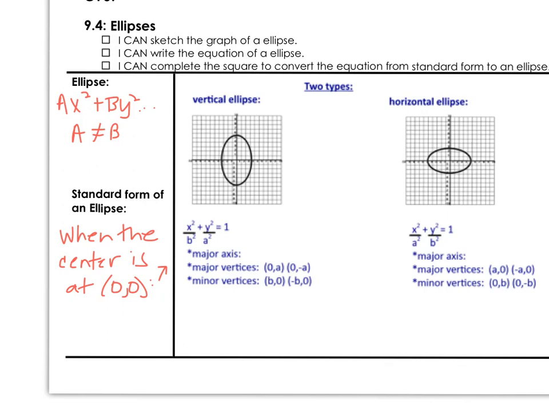Lesson 9.4 is on ellipses. An ellipse is formed when you have your second degree equation and a and b aren't equal to each other. So what that does to your circle equation is it kind of stretches out either vertically or horizontally. We're going to start with the equations on the right when the center of the ellipse is at 0, 0.